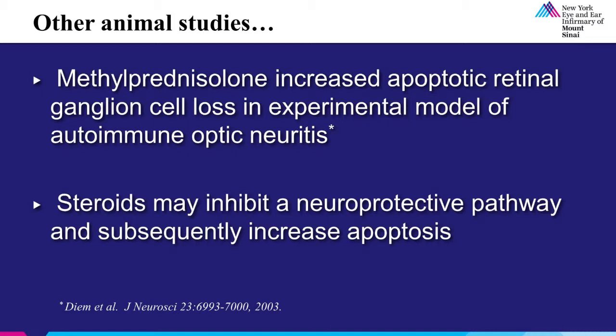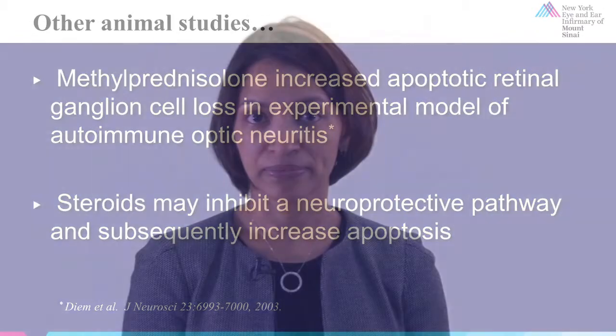In an experimental model of autoimmune optic neuritis, methylprednisolone increased apoptotic retinal ganglion cell loss. It has been hypothesized that steroids may inhibit a neuroprotective pathway that subsequently increases the rate of apoptosis.